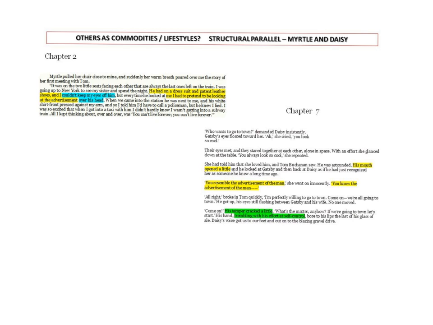His mouth opened a little. This is where Daisy starts to openly flirt and express her desire towards Gatsby in front of her husband, Tom. And she pays Gatsby this compliment in front of her husband. "You resemble the advertisement of the man," she went on innocently, not so innocently really. "You know, the advertisement of the man." "All right," broke in Tom quickly, and then there's that crackling tension here as well.